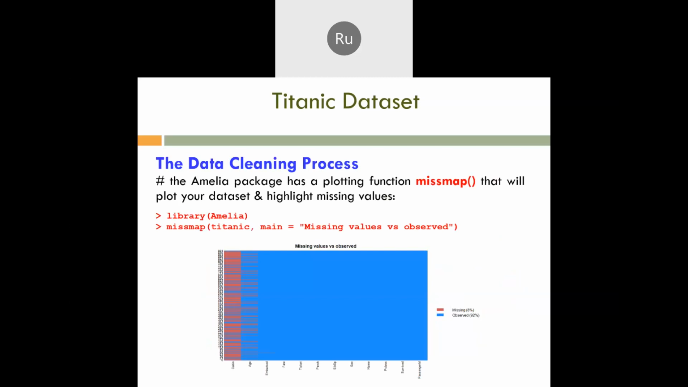We could visualize the number of cells or the number of records that have missing values. So we can use this missmap. Okay? So missing values will be 8% of all the data that we have. Then the blue one is not missing. Okay? Cabin, many missing values. So we could omit that one from our analysis.